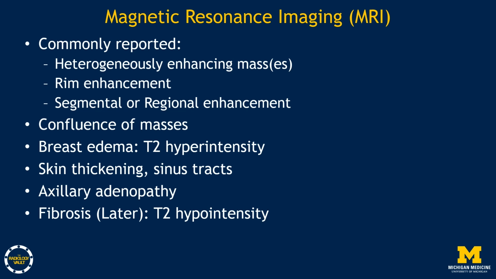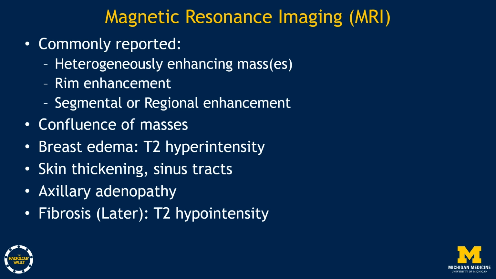In terms of breast magnetic resonance imaging, it can be ordered. Typically we do ultrasound and mammogram, but sometimes the clinical team will also order breast MRI just to show extent. It's commonly reported that we see heterogeneously enhancing mass or masses with rim enhancement or segmental or regional enhancement. There can be a confluence of masses.